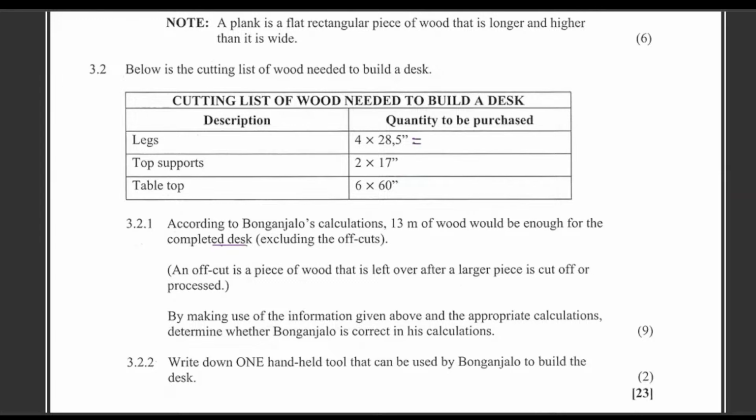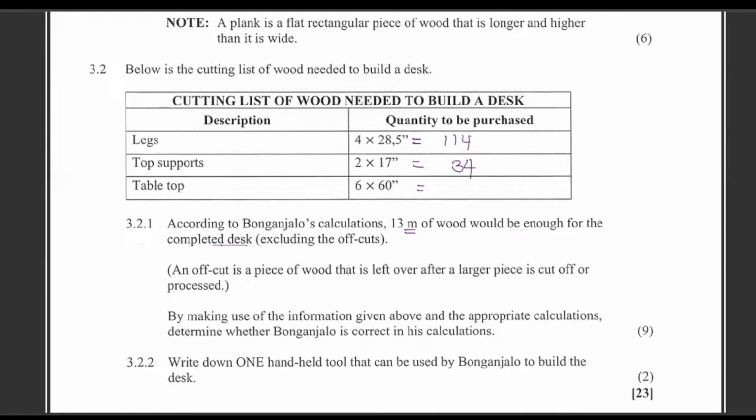Remember, after getting that, we are looking for the total length. So what's this length? In meters. These are inches. So what you do, multiply 4 times 28.5. We have it as 114. That's the length that we need for legs. And then we have the top supports. So it's 2 times 17. We have it as 34.